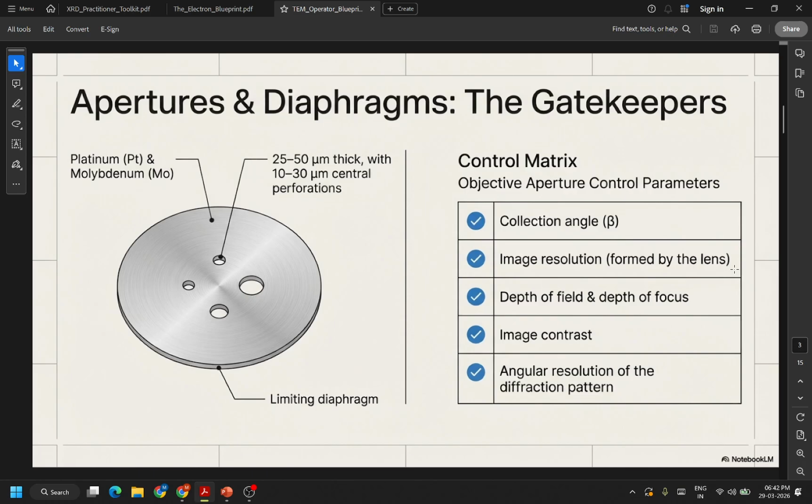So you use apertures to control some parameters. They are made from platinum and molybdenum, and their thickness is in microns with perforations in micron ranges. So they control your collection angle beta, the image resolution formed by the lens, your depth of field, depth of focus, your image contrast, and the angular resolution of the diffraction pattern.